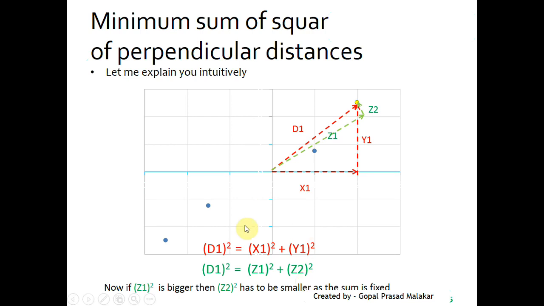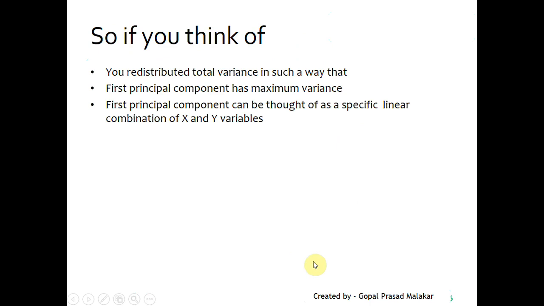So what did you do? You redistributed the total variance in such a way that this variance is much more than this variance. The second principal component obviously had the residual variance. Now I will explain the 3D case of principal components.